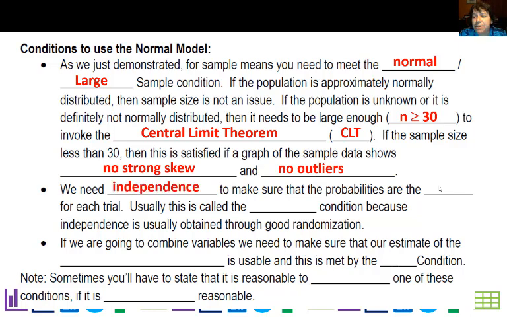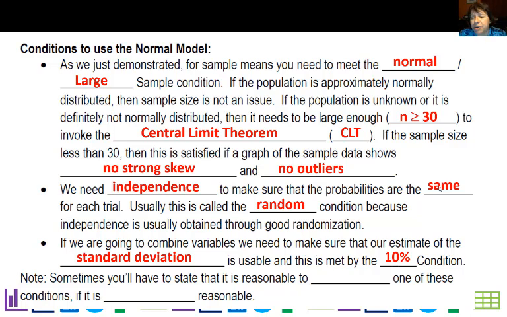Now, we need independence to make sure that the probabilities are the same for each trial. And usually this is called the random condition because we get it through good randomization. If we're going to combine variables, we need to make sure that our estimate of the standard deviation is usable, and that works as long as we met the 10% condition.